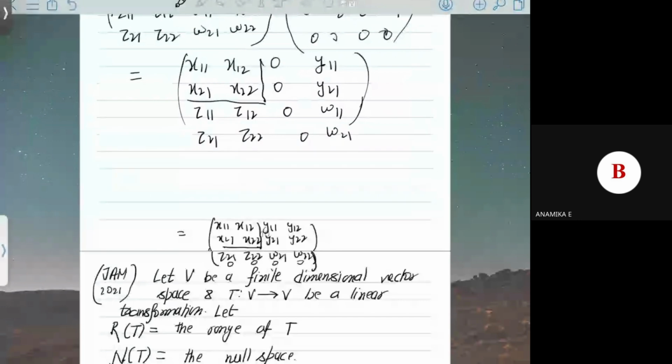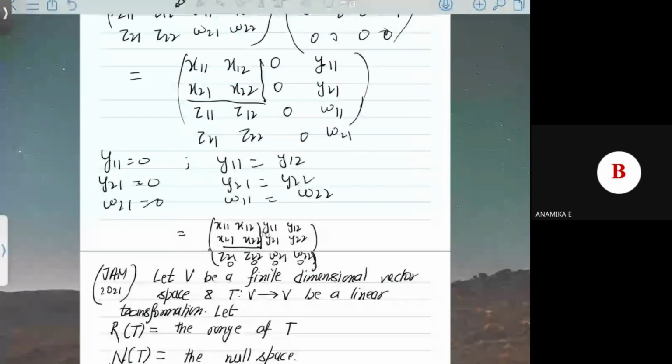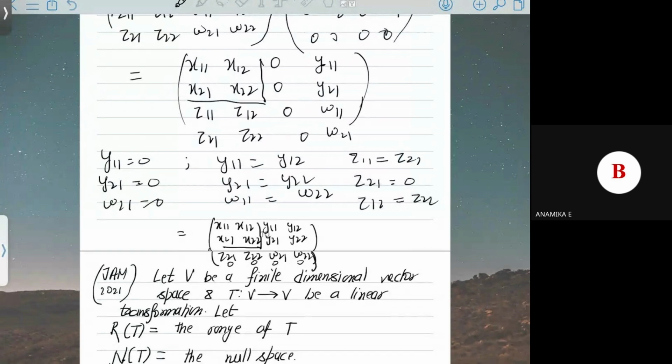So we have Y11 is 0, Y21 is 0, then W21 is 0, and this is the 0 sign. Take care. And Y11 is Y12, Y21 is Y22, W11 is W2. Fine. This is done. And then we have Z11 is equal to Z21. Okay. Z21 is 0. Z12 is Z22. And the last term, Z22 is 0. Okay. So this also comes out to be 0.